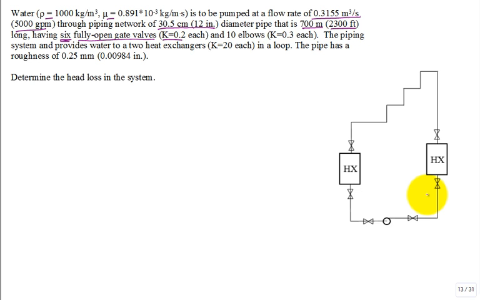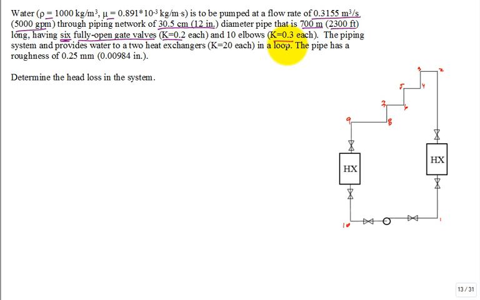So here's an illustration. Here's a pump. Here's a valve, a valve, a valve, a valve, a valve. So there's 6 valves, and each of those valves has a loss coefficient of 0.2, and 10 elbows. So you can just count them: 1, 2, 3, 4, 5, 6, 7, 8, 9, 10 elbows. And each of the elbows has a loss coefficient of 0.3.